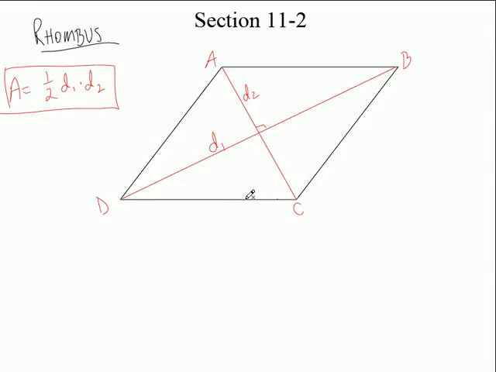Now, what if they told you the base and you could figure out the height, or they told you the height? Then I would use that equation, wouldn't you? Sometimes they don't give you the diagonals. Use the base times the height. Sometimes they don't give you the base and the height. They give you the diagonals. Then use this one. Because a rhombus is a what? It's a parallelogram. So anything that works with a parallelogram would work with a rhombus as well.